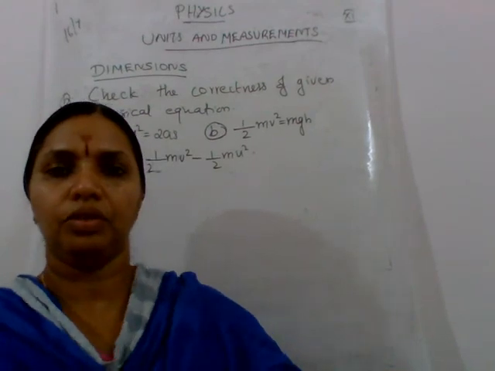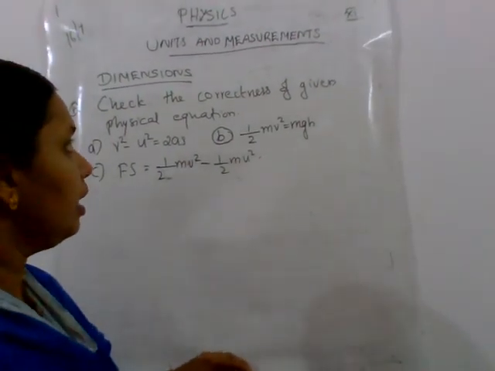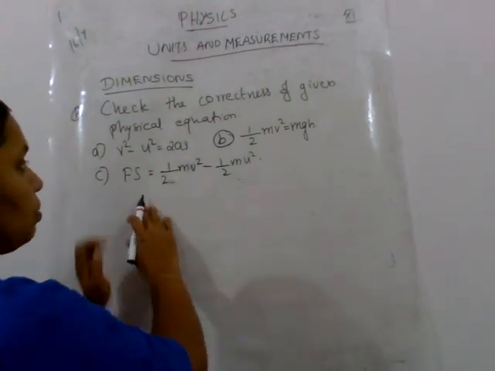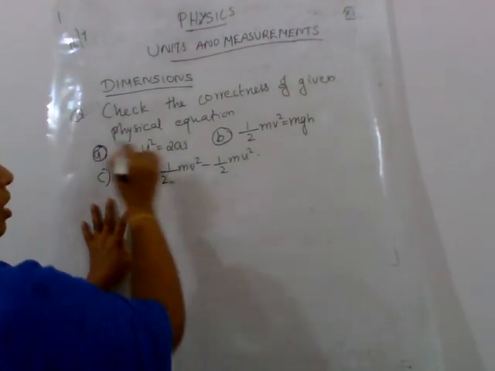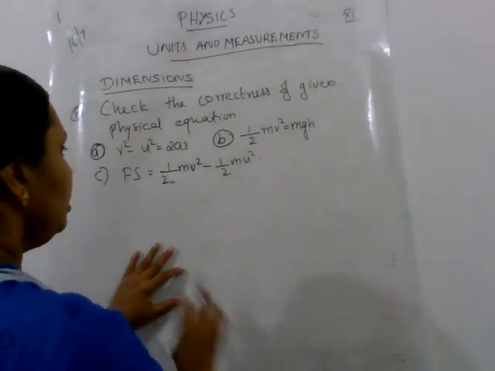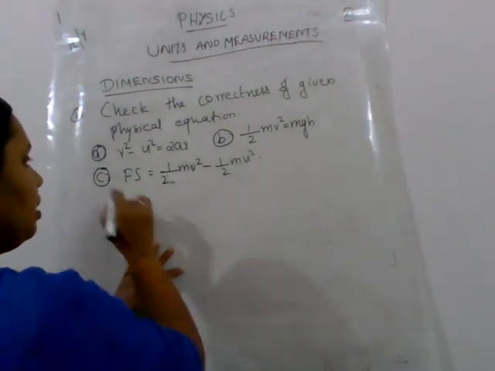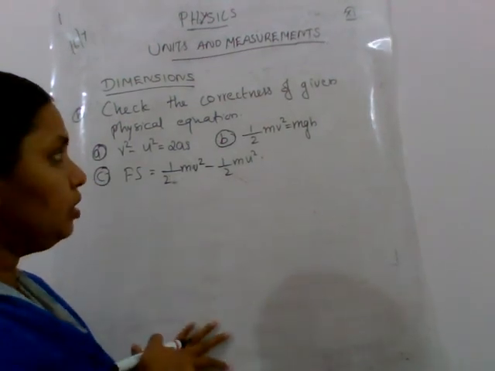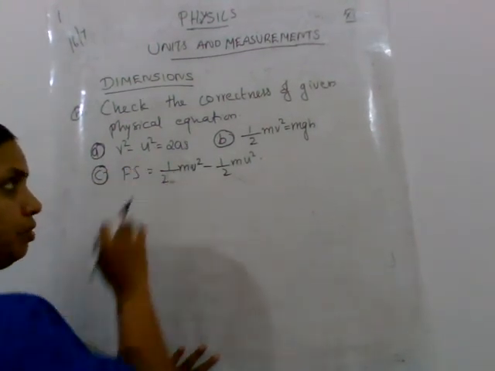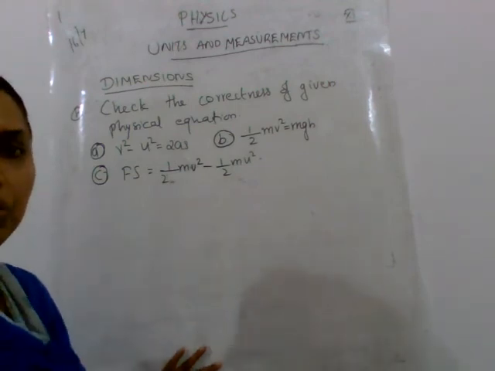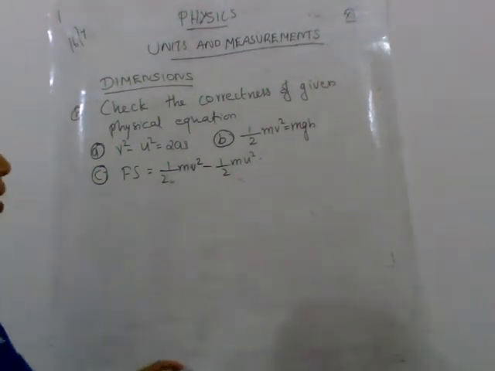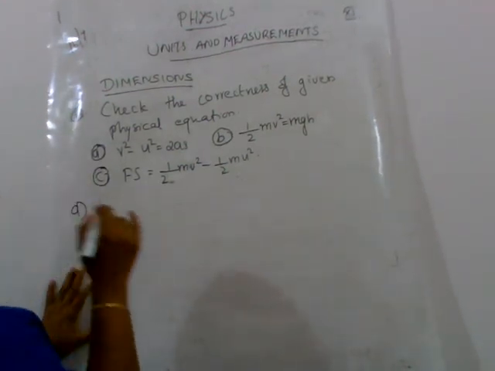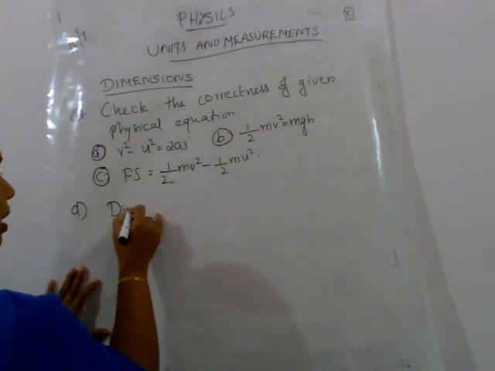So the next question is, check the correctness of the given physical equations: v square minus u square is equal to 2as, half mv square is equal to mgh, and F into s is equal to half mv square minus half mu square. The first one I will explain to you. The other two you do as homework. So the answer. First, what is the first step? Dimensions of LHS.